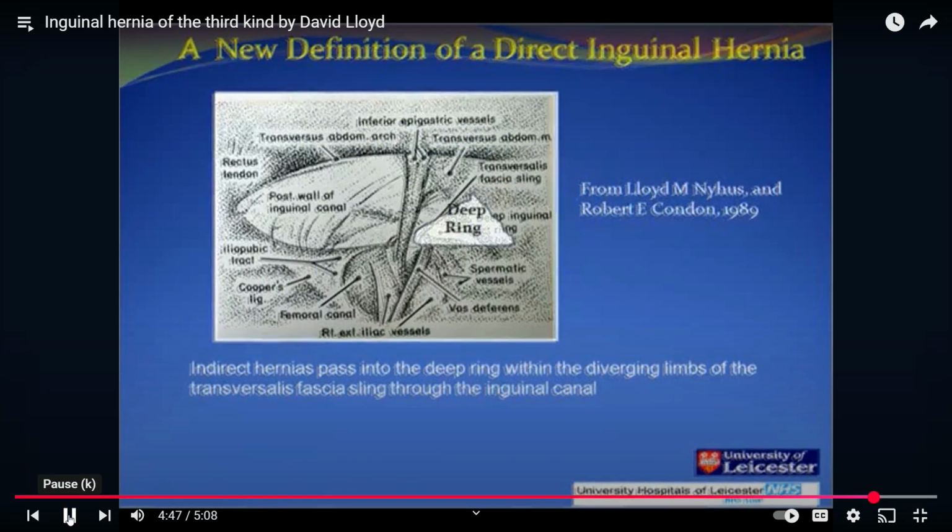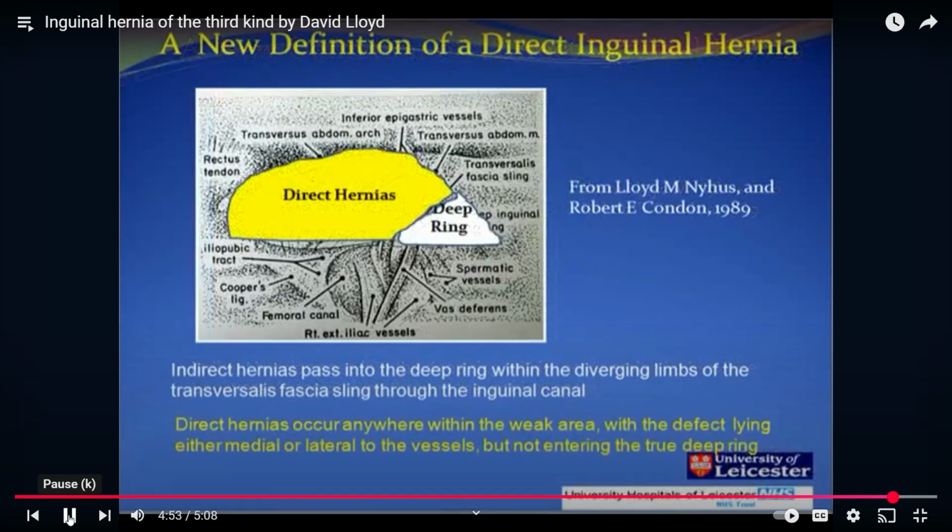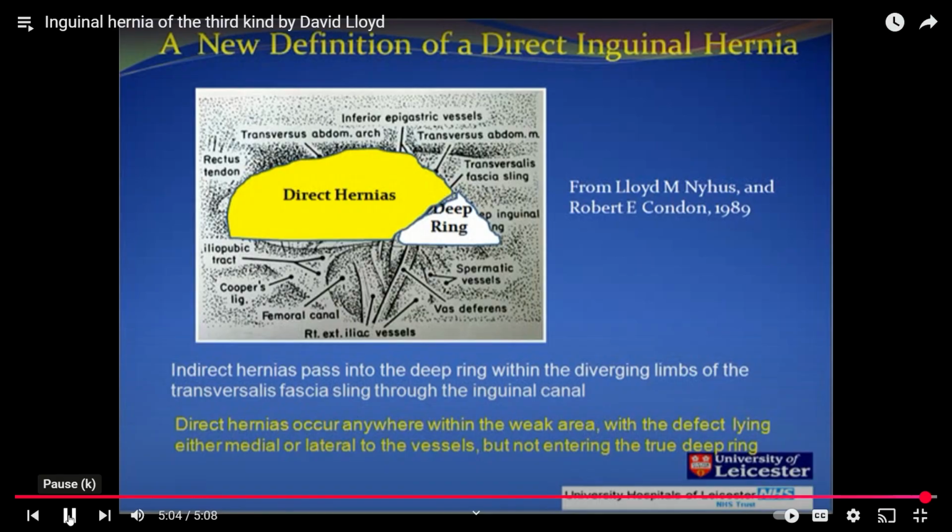The indirect hernia, of course, will pass through the diverging limbs of the transversalis fascial sling, and the new definition of a direct hernia is one that passes either side of the vessels and can occur anywhere within the weak area, but does not enter the true deep ring.